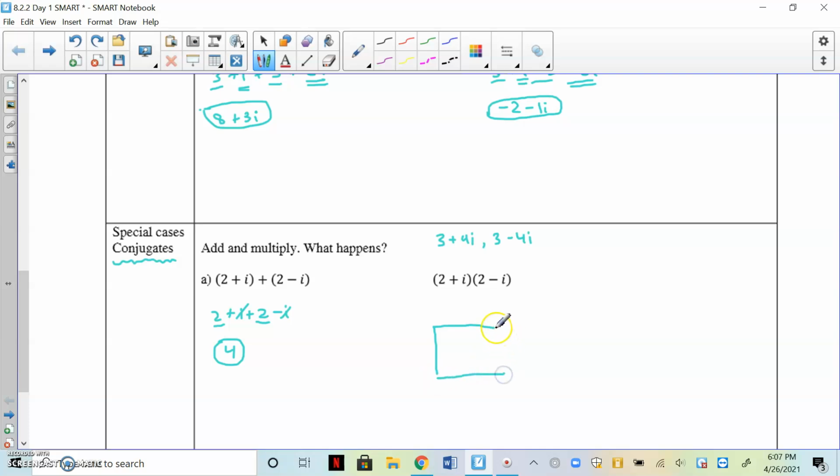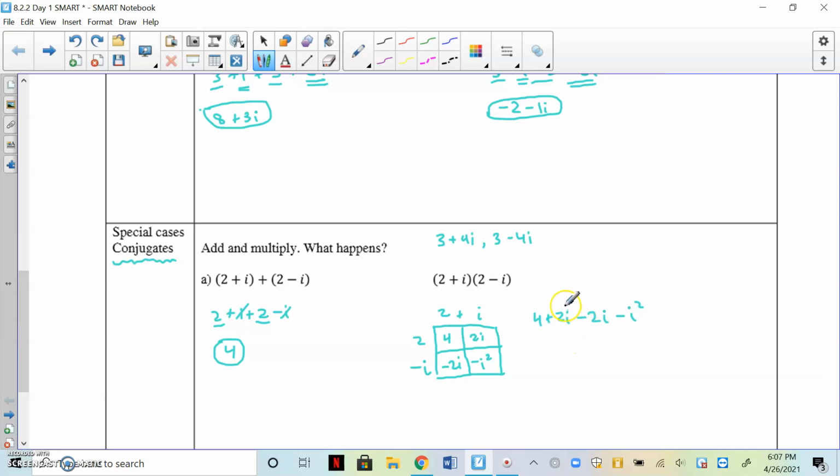So let's see what happens when we multiply conjugates. We've got 2 plus i and 2 minus i. So multiply them out. 2 times 2 is 4, 2 times i is 2i, 2 times negative i is negative 2i, and negative i times i is negative i squared. Be very careful with your signs on these i's. So let's list them out. We've got 4 plus 2i minus 2i minus i squared.